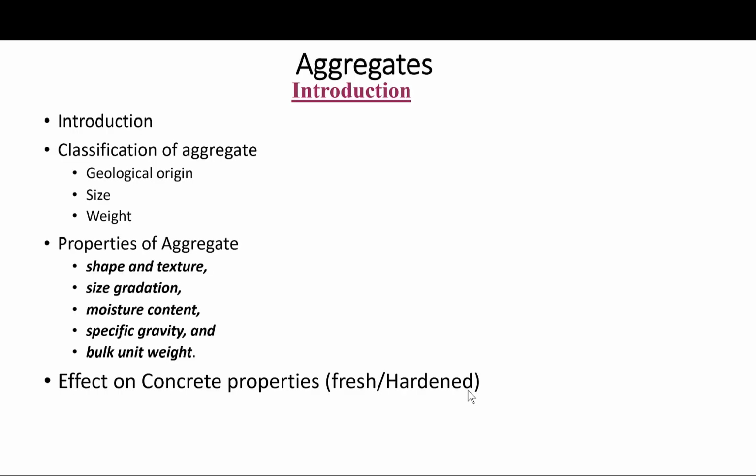We will study aggregates in great detail. We will look at their classification: geological origin, size, weight, and the properties of aggregate: shape, texture, size, gradation, moisture content, specific gravity, bulk unit weight. And of course, eventually, we need to understand the effect on concrete properties, fresh and hardened. And again, all this will be discussed. So all these properties will be important for a suitable mix design.